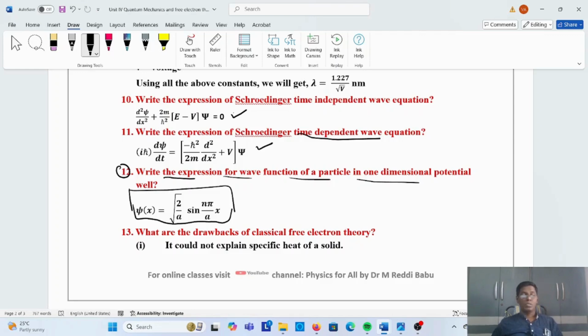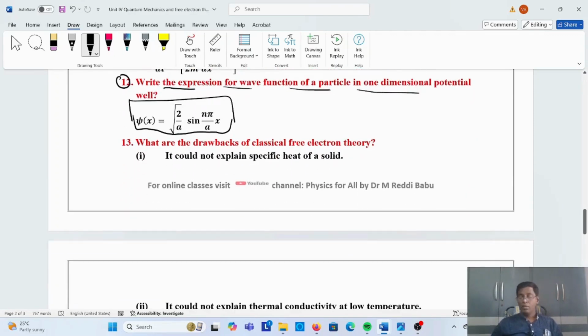Then from the 13th question onwards, these questions belong to the second part of the 4th unit, that is electron theory. Now, the first question: what are the drawbacks of classical free electron theory? Classical free electron theory was proposed by the scientists called Drude and Lorentz. Drude, D-R-U-D, Drude and Lorentz.